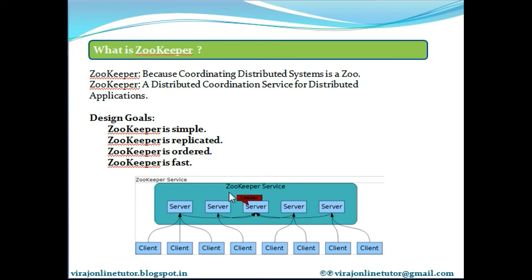So in this diagram I have shown the Zookeeper service, which consists of a set of servers combined together. So even if one server is down, no issues, there are other servers to take care of the clients. In this set of servers, there is one server called the leader. And there are different clients which are communicating with their respective ensembles.